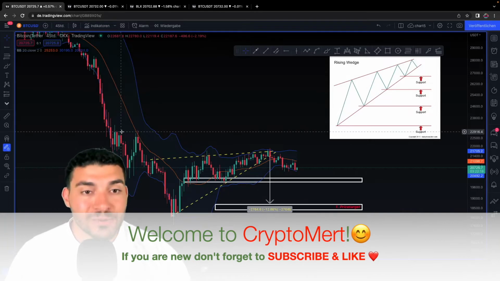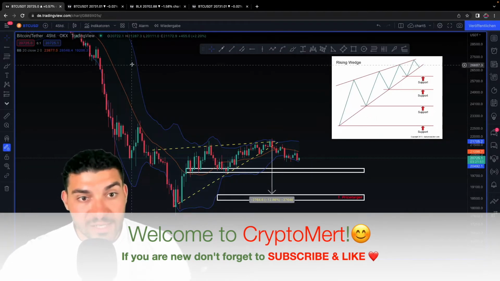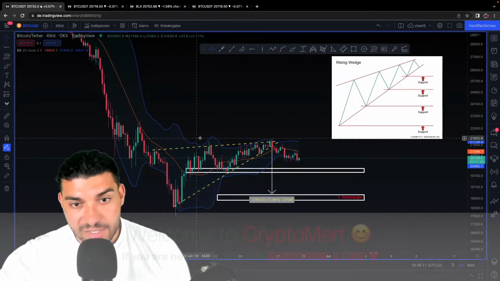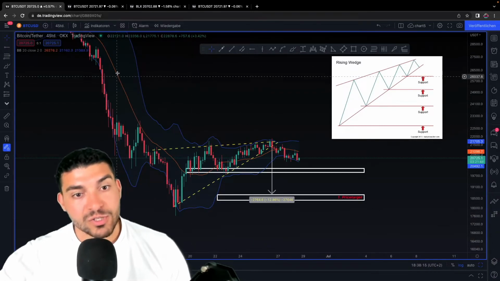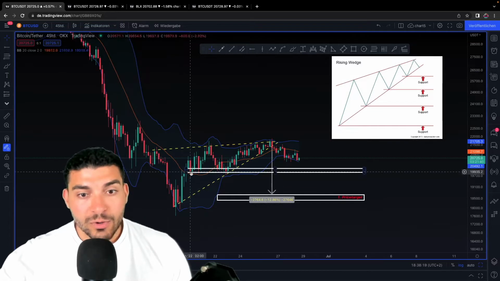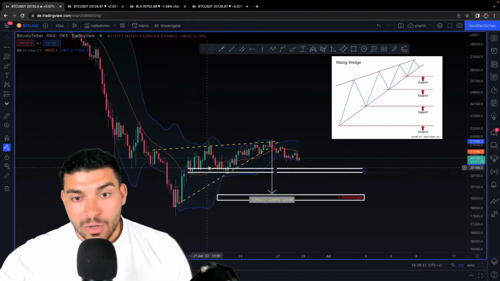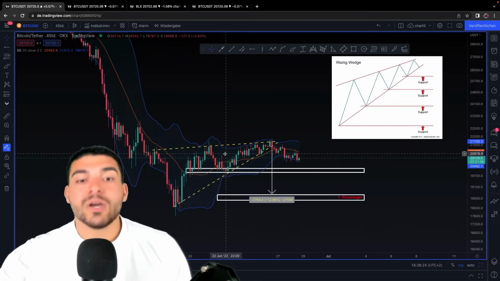So let's do this right now. Here we can see the Bollinger Bands. The upper line area is a strong resistance and the lower line area is a strong line of support. And also we have this basis line. If we cross this basis line and go to the upper line area, we are in an uptrend.